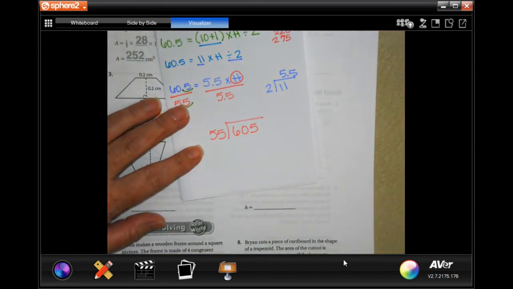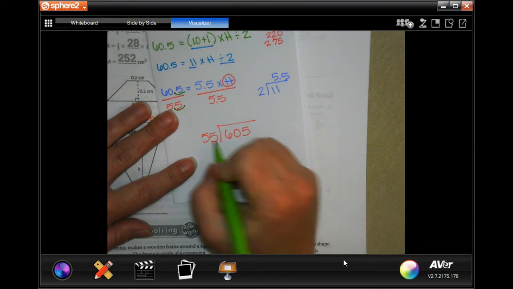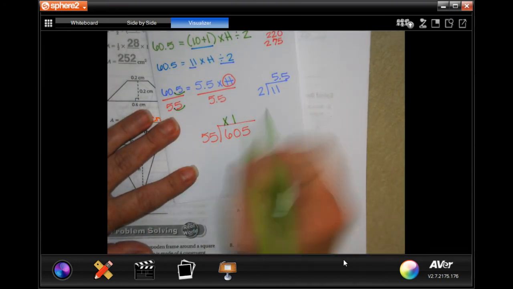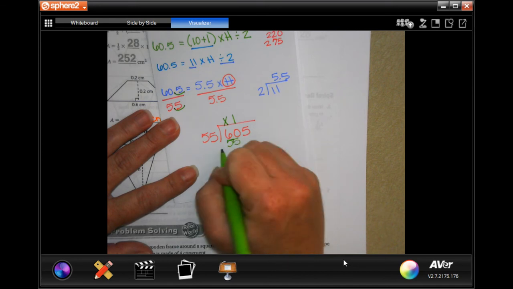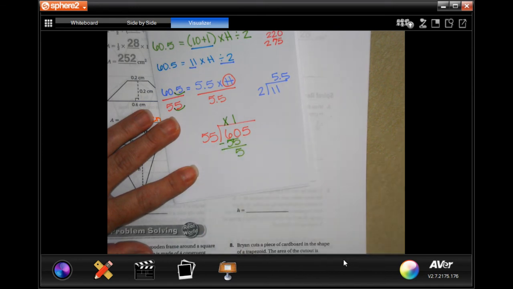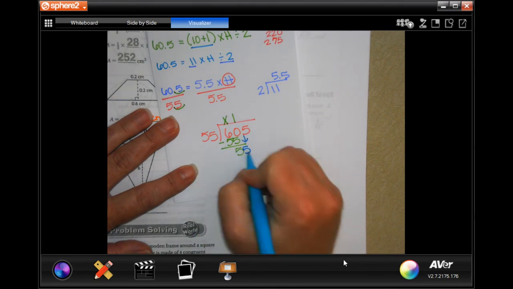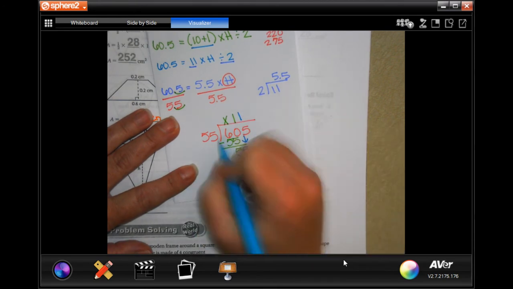55 is not going to go into 6, but it will go into 60 one time. 1 times 55 is 55. When I subtract, I get 5. Well, 5 is definitely less than 55, so I'm going to bring down my other 5, and there's 55 into 55 one time.